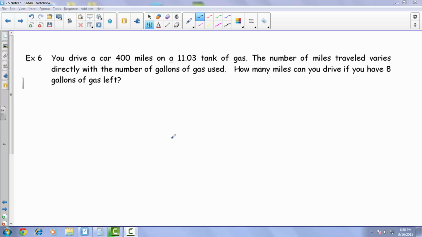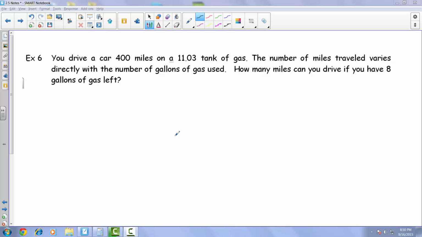Here we are at example 6 from our 2-5 set of notes. Now you drive a car 400 miles on 11.03 gallons of gas in your tank. Now the number of miles is actually going to vary directly with the number of gallons that you have in your tank. So the question is how many miles can you drive if you have 8 gallons of gas left?